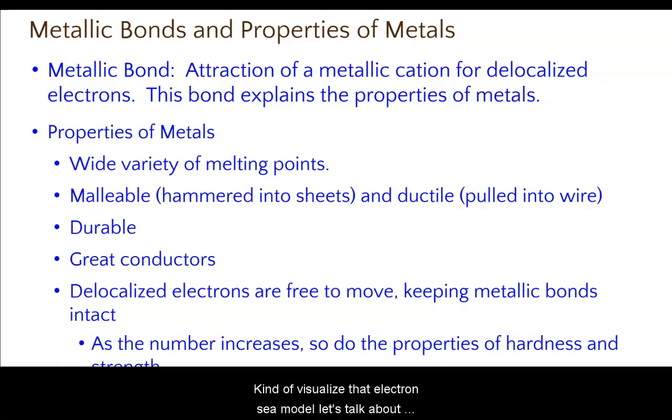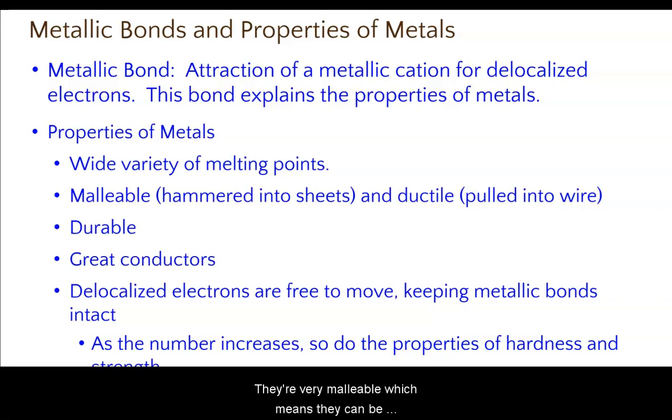Okay, now that you kind of visualize that electron sea model, let's talk about metallic bonds. It's the attraction of metallic cations to the delocalized electrons. And this specific bond does explain really well the different properties of metals. They have a wide variety of melting points because it's going to depend on how many delocalized electrons there are.